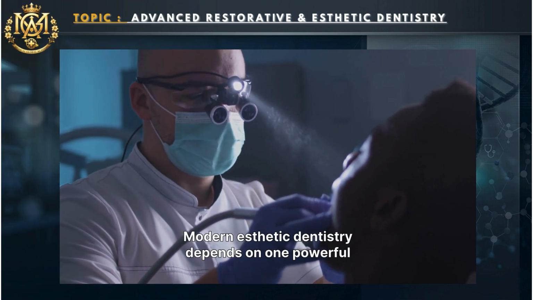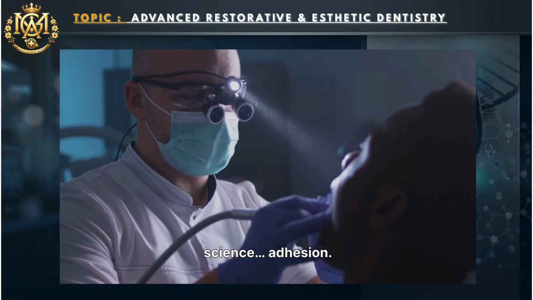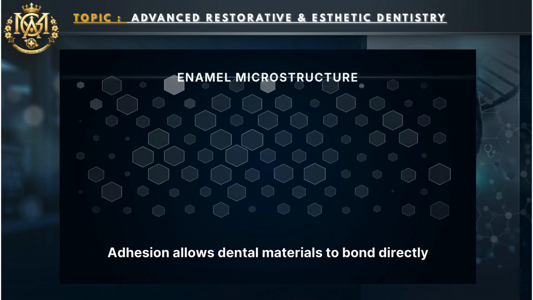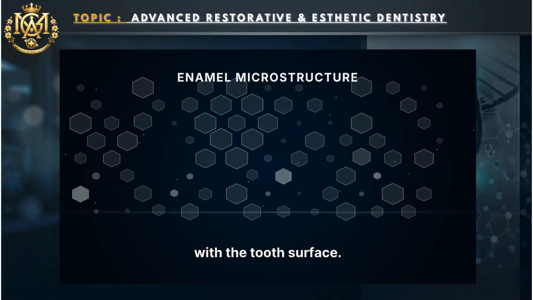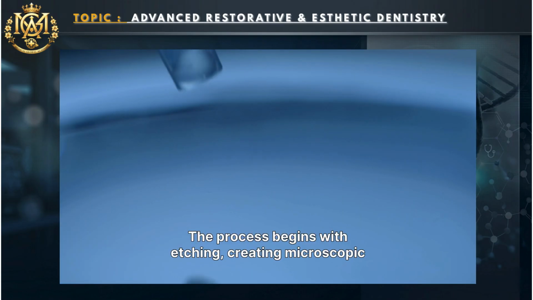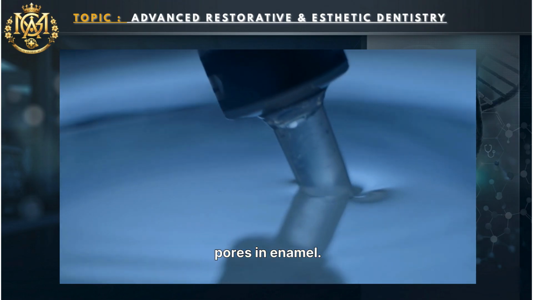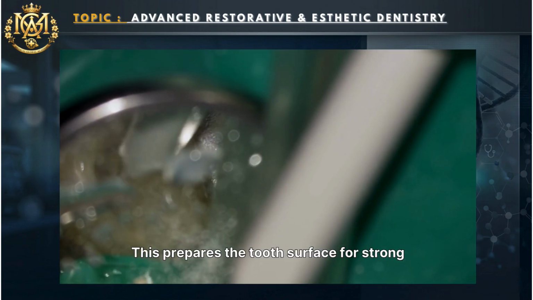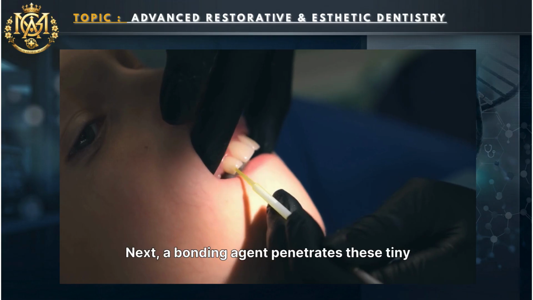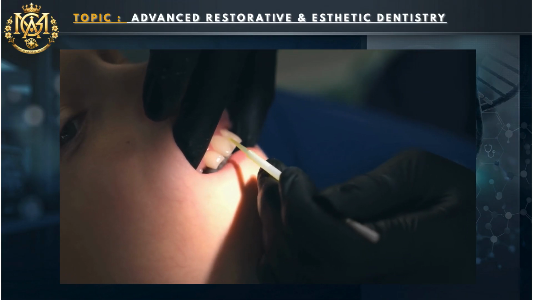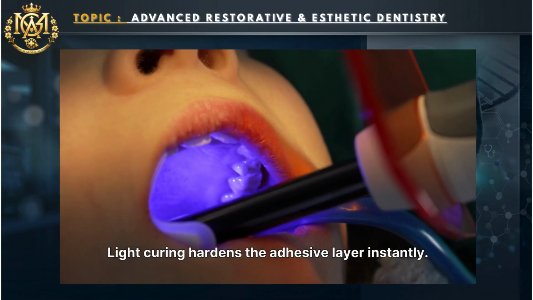Modern aesthetic dentistry depends on one powerful science: adhesion. Adhesion allows dental materials to bond directly with the tooth surface. The process begins with etching, creating microscopic pores in enamel. This prepares the tooth surface for strong bonding. Next, a bonding agent penetrates these tiny pores. Light curing hardens the adhesive layer instantly.